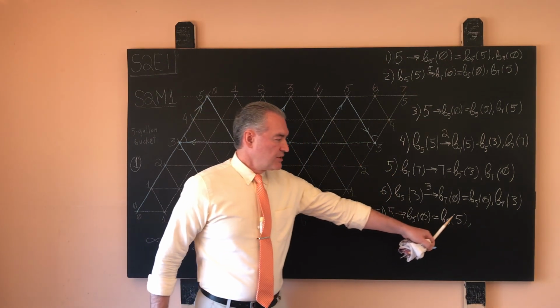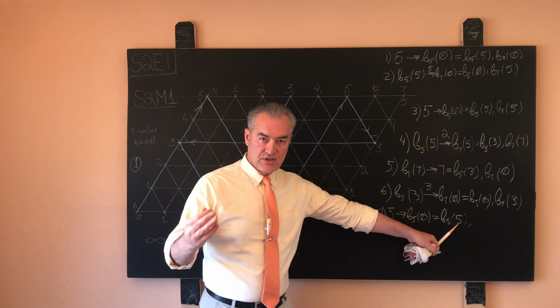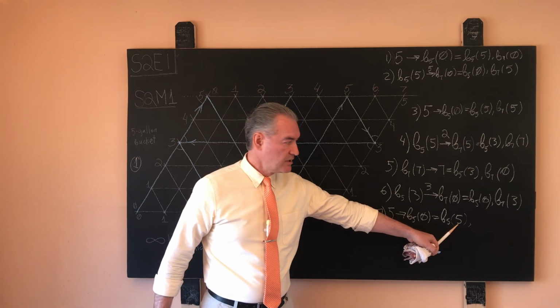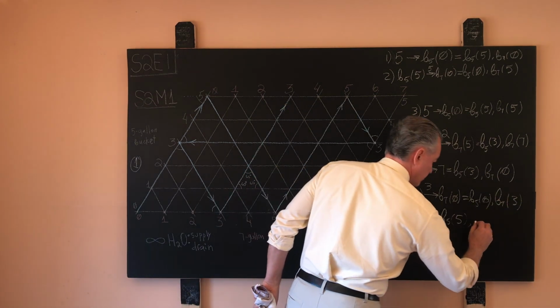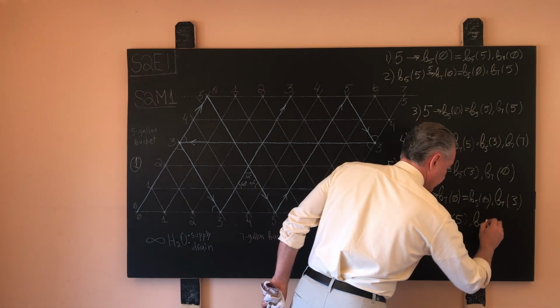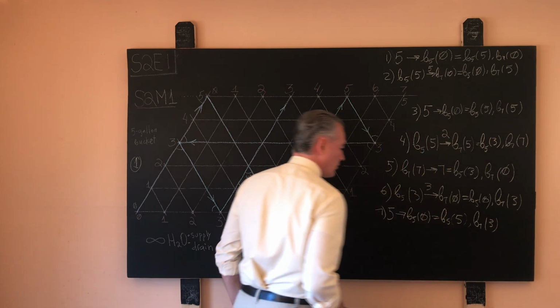5 plus 0 is 5. And we did not change the contents of the 7-gallon bucket. 3 gallons in this bucket. And we simply write down that fact. B sub 7 has 3 gallons of water.